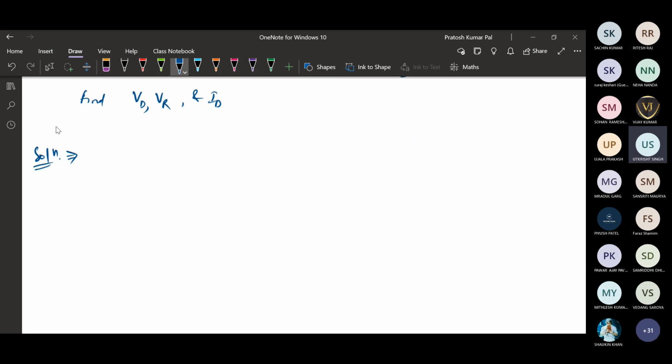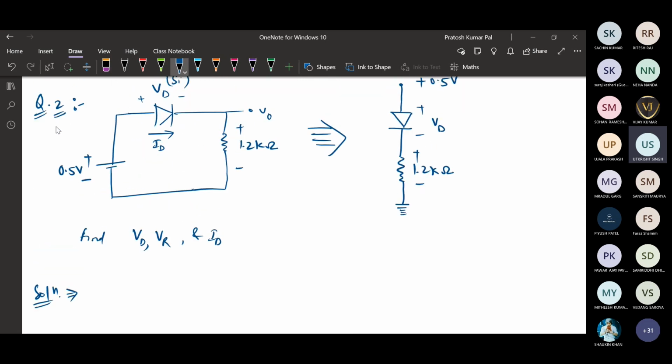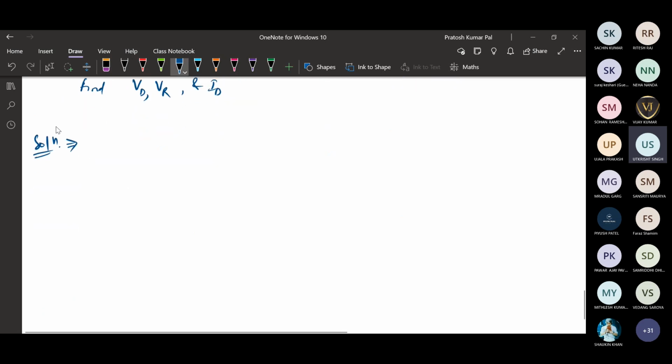Here the diode is applied with a source of 0.5 volt. The positive terminal is applied to the P side and the negative terminal is applied to the N type of the diode. So it is coming out to be a forward bias. But there is a case.